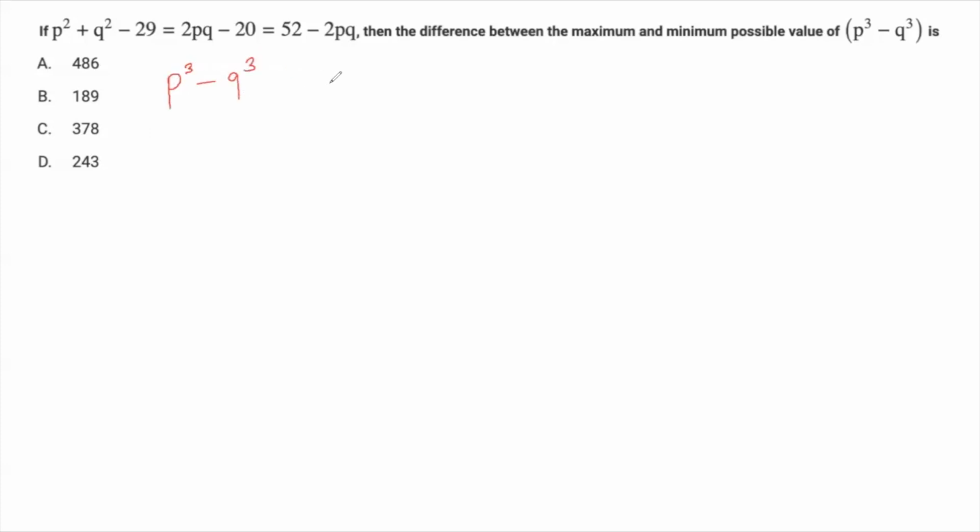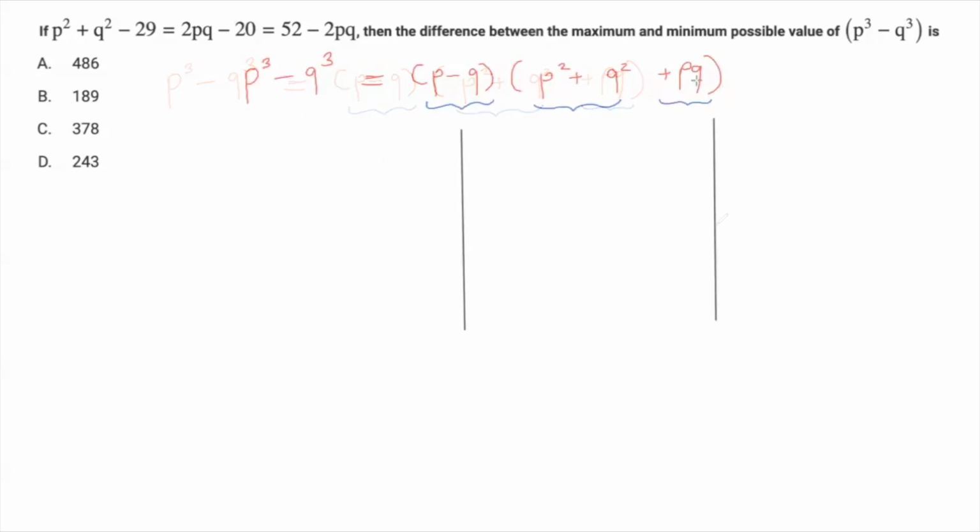For the expression p cube minus q cube, we have an expansion that is (p minus q) into (p square plus pq plus q square). So this is exactly what we want in this particular question, guys. We need to figure out the value part by part, and that's exactly what we will do. We want to figure out the values p minus q, p square plus q square, and then pq. So our first part is to find out the value of pq.